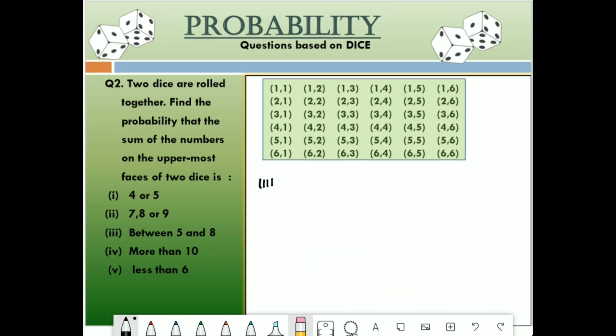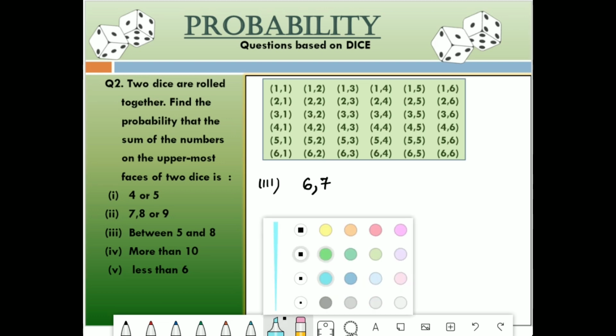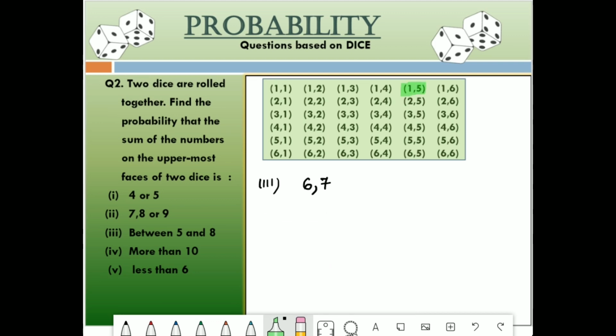Third part is sum between 5 and 8. Okay, sum between 5 and 8 means it can be 6 or it can be 7. Now we need to check sum for 6 first, right? 5 plus 1 is 6, then in its diagonal all the numbers will have the same sum. Okay, now sum as 7. 6 plus 1 is 7, 5 plus 2 is 7. So this way you'll get the sum as 7.